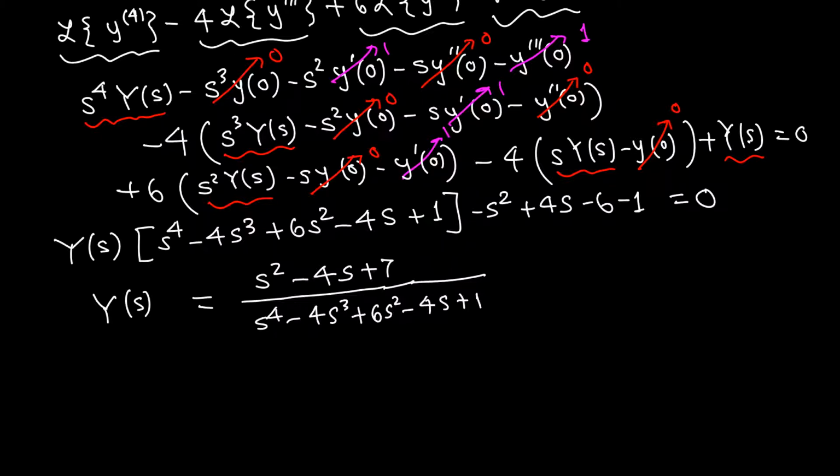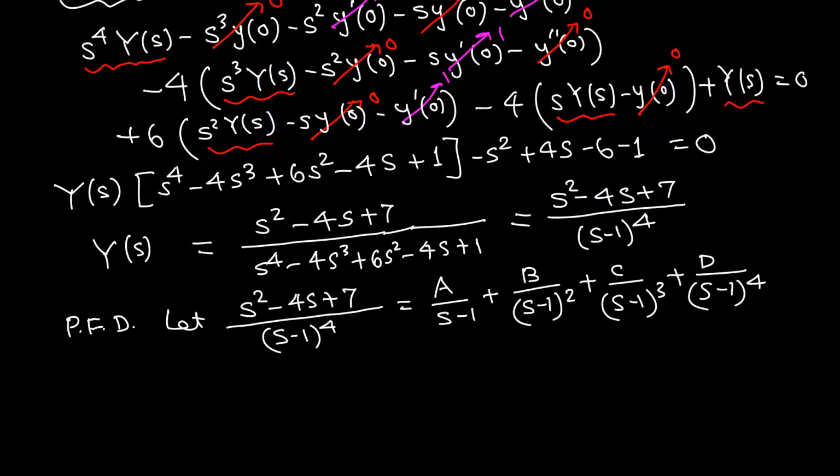Before we take the inverse Laplace, let's simplify this. Let's factor the bottom, with coefficients 1, negative 4, 6, negative 4, 1. We can factor this and do partial fraction decomposition. The bottom factors, and we can do synthetic division a couple of times, and we get s minus 1 to the fourth.